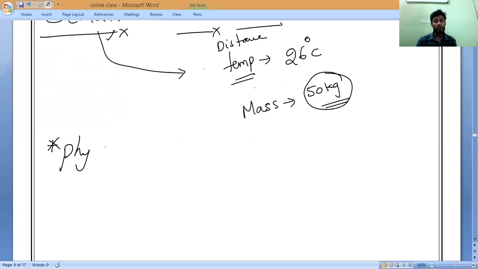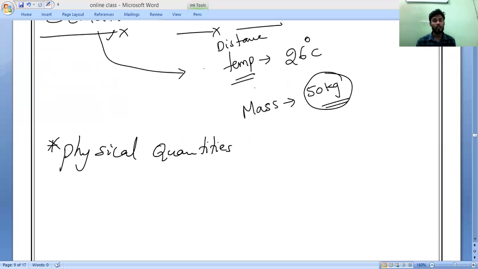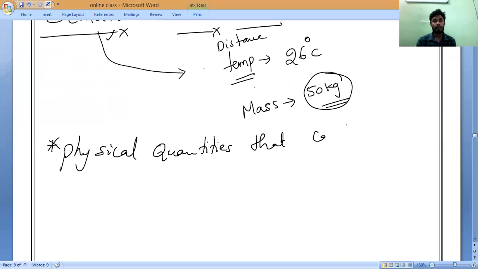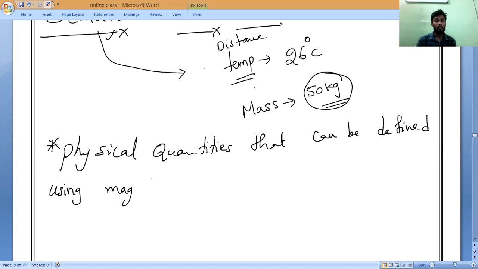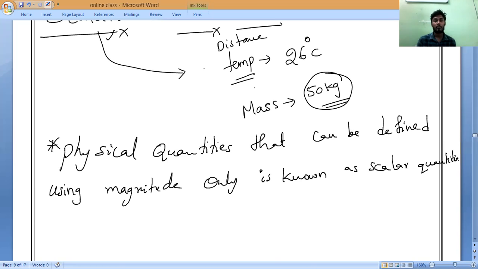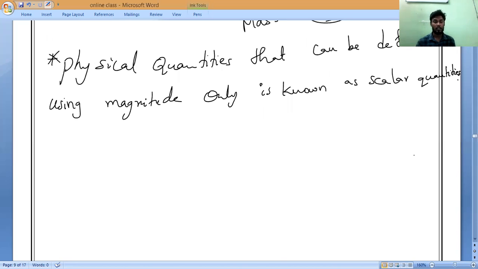First one, scalar quantities. Physical quantities that can be defined using magnitude only. Danishkar, have you understood? Physical quantities that can be defined using magnitude only are known as, what is it called, guys? Known as scalar quantities. Clear, everybody? Scalar quantities. Understood, everyone?